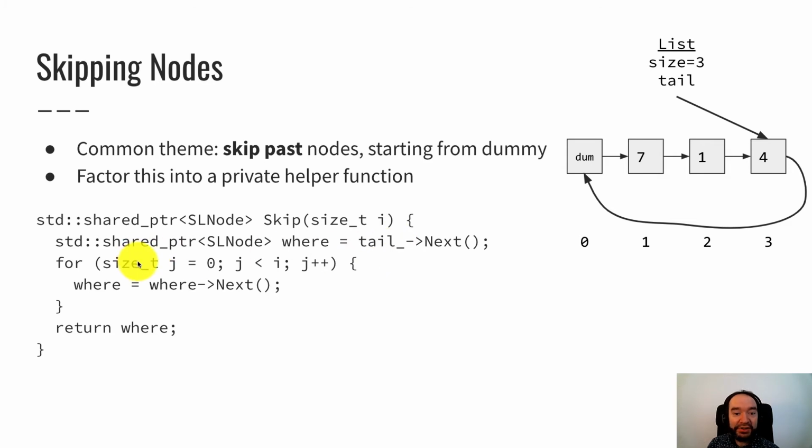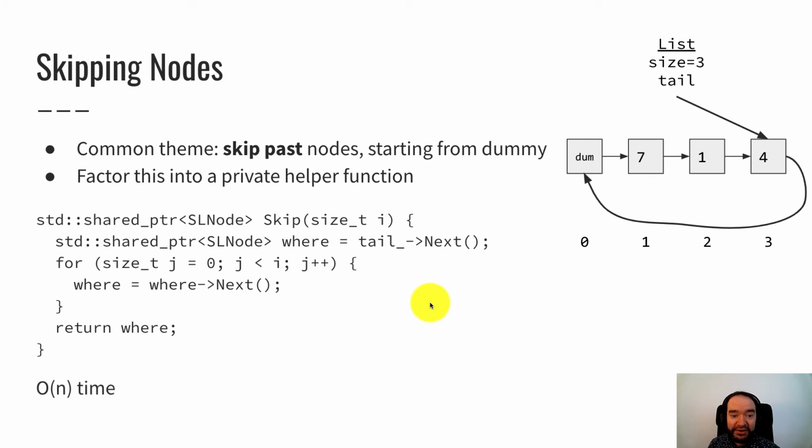And then I have a conventional loop that repeats i times: j equals 0, j is less than i, j plus plus. And each one of those times, where becomes where's next. So if I want to go to index number 2, then where starts off pointing at dummy, and then I repeat 2 times, go to the next, and now I'm at index number 2, starting from dummy. And we return a pointer to that node as the return value of the skip function.